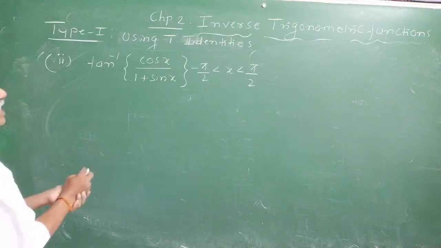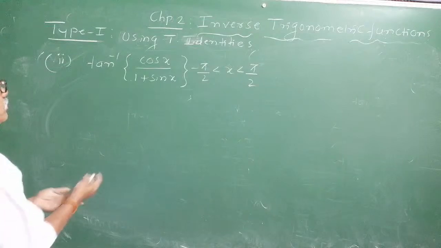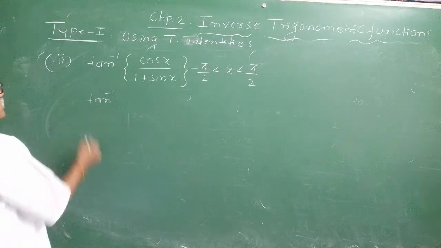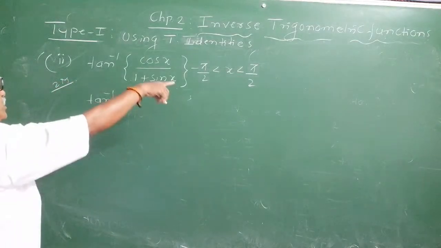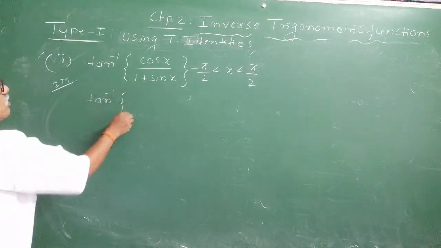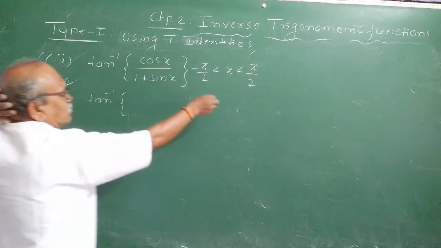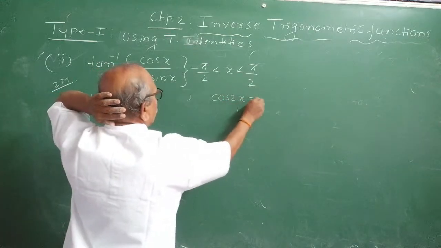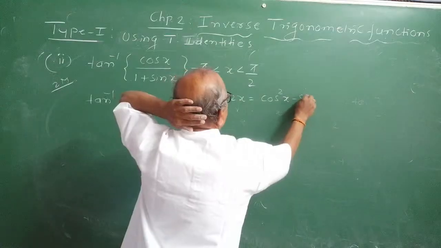You have to use the half angle formula. This type of question may appear for 2 marks or 3 marks. Evaluate it. Look at the restriction minus pi by 2 to plus pi by 2. You can write this cos x using the half angle formula. What is cos 2x? Cos 2x is equal to cos square x minus sin square x.